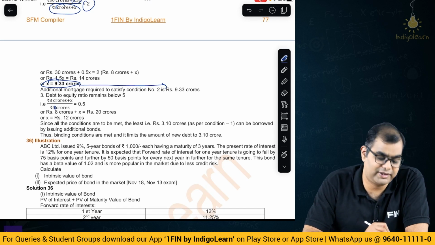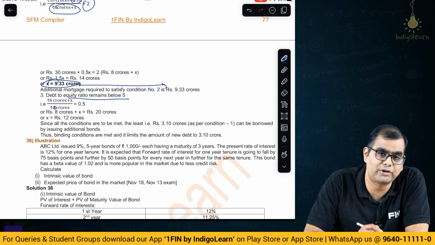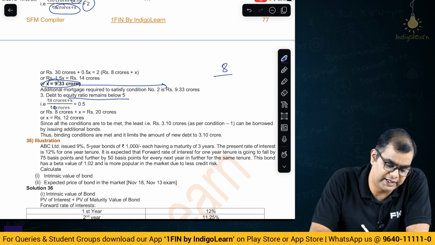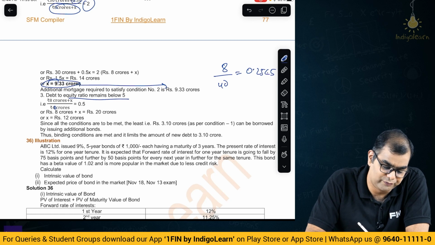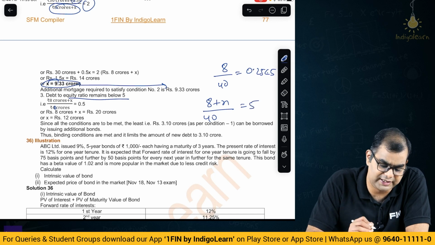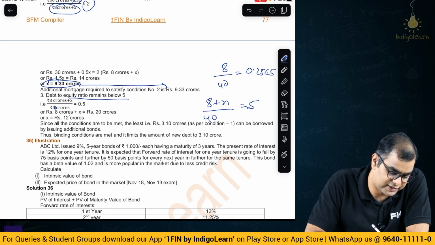So what is the third covenant? The third covenant is that the debt to equity ratio remains below 5. What is the current debt to equity? 8 is the loan, 40 is the equity, it is 0.25, less than 0.5. So how much debt can you take such that this ratio is equal to 5? Does it exactly equal 5? You solve for this, and what you get is equal to 0.5, again I am making a mistake, 0.5. So you solve for this, you get a value of x as 12 crores.